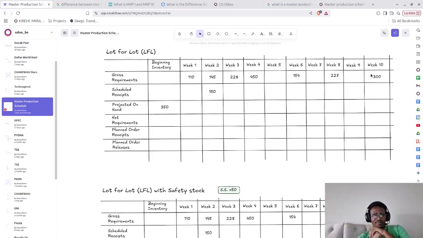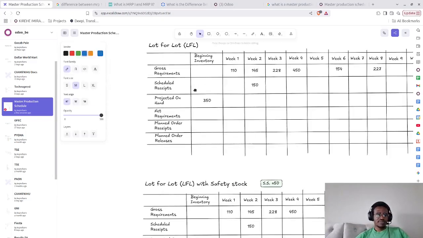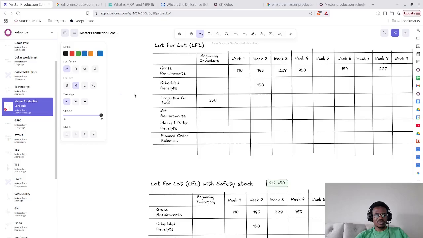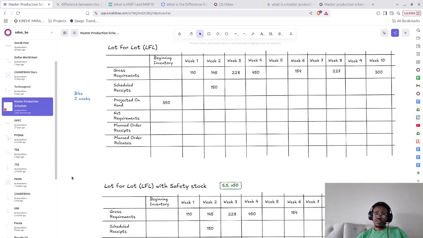And it takes 2 weeks for us to get our bicycles, remember? So we are selling bicycles. That's a product. If you remember from our first presentations, what is an MPS all about? It's about product. So that's a what. And how many? That's a quantity. And how long does it take to get to me? That's the lead time. So let's say we have a lead time of 2 weeks. And now we'll do the lot for lot.